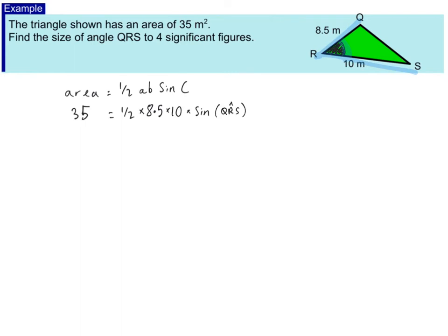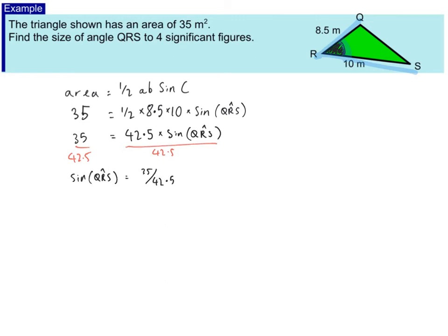I'm going to tidy this up a little bit, so I'll just figure out what that gives me. So I'll have 35 equals, and all of this here has given me 42.5, and I'm left with times sine QRS. Right, I want to get this on its own, so I get rid of multiplying by 42.5 by dividing each side of my equation by 42.5. So that will tell me the sine of QRS is 35 divided by 42.5.